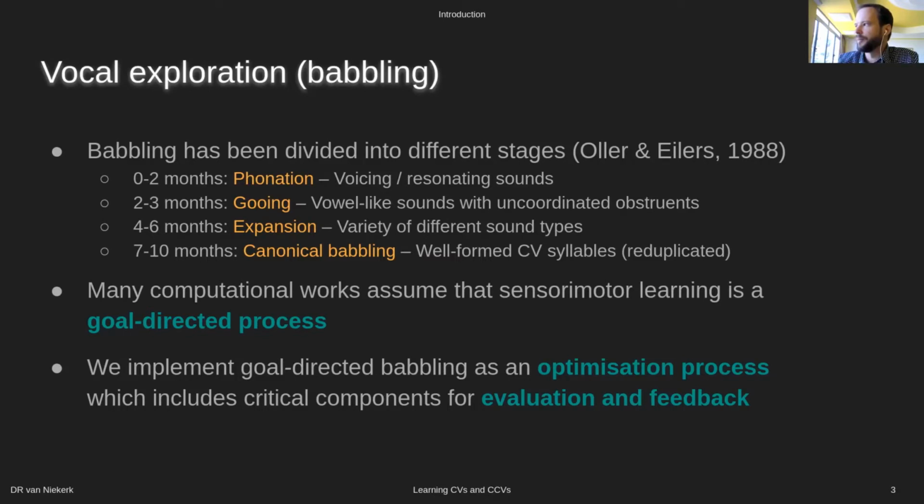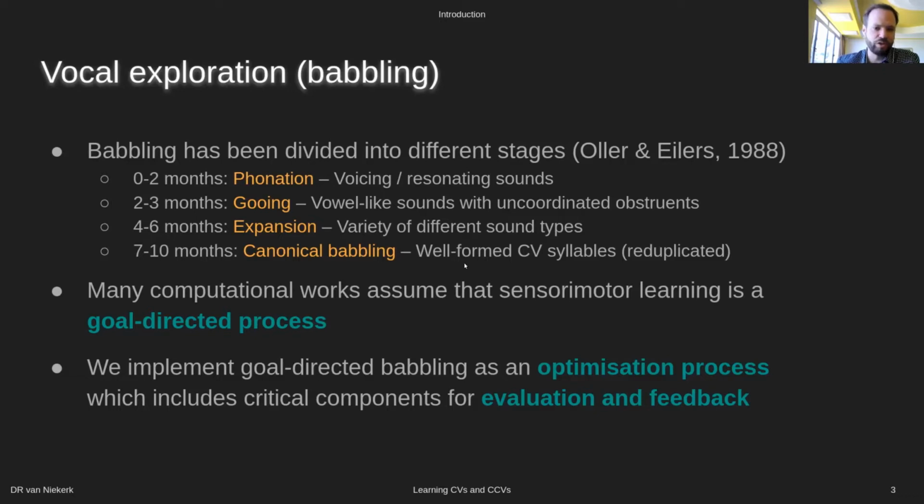The process that we're interested in simulating is vocal exploration. You can also call it babbling to some extent. From the observational literature, we know in real early vocal learning, this process has multiple phases. It starts with experimenting with voicing control, the so-called phonation stage, where the learner produces only resonating sounds. That goes on to a phase which usually happens at 2 to 3 months old, where they start producing vowel-like sounds with some uncoordinated obstruent sounds, especially in the back of the vocal tract. Then there's a stage where they really start exploring different types of articulations. And this leads to the last named stage, called canonical babbling.